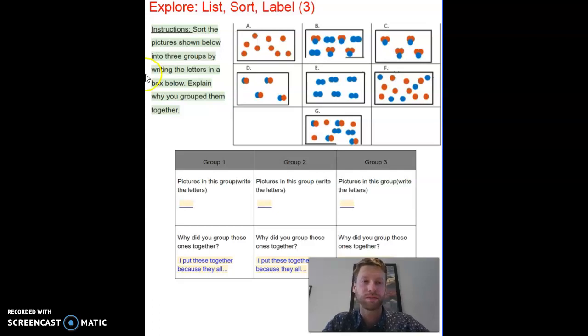There are two correct answers. The first is C. Notice in C, we have one blue circle attached to two red circles, and each of the four clusters have that exact same configuration. So C is a compound.